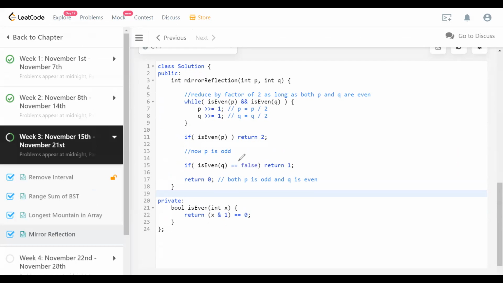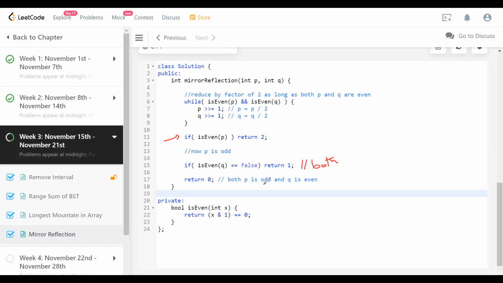So when I come out of that, at line number 11, we know for sure both P and Q being even is not allowed. At least one of them is odd. But if P is even, we already figured out it's going to hit corner number 2. And if that is not the case, then P is definitely odd. So either Q is even or Q is odd. If Q is odd, we already figured out this is the case of both being odd. In this case, we figured out it's going to hit corner number 1.